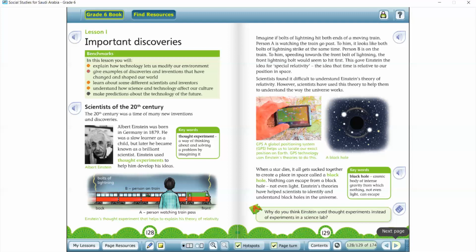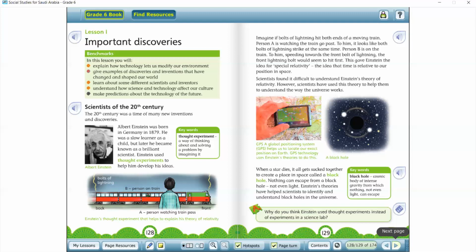If you look at the picture, they're showing you the GPS. We all know GPS. A GPS shows you direction and places where to go. GPS stands for global positioning system: G for global, P for positioning, S for system. It helps us to locate our exact position on Earth, okay?